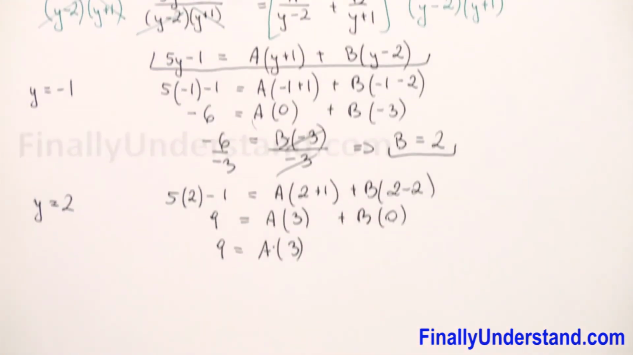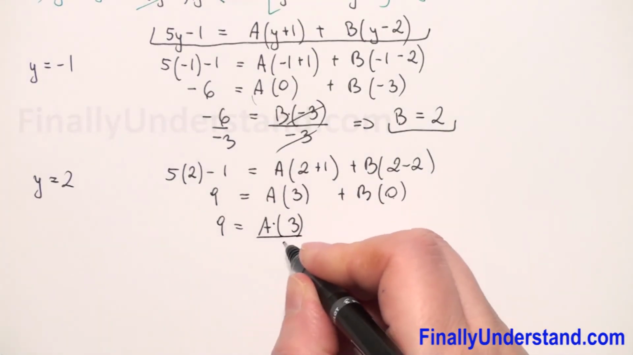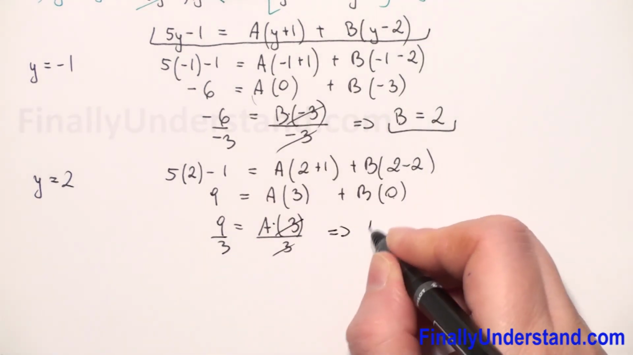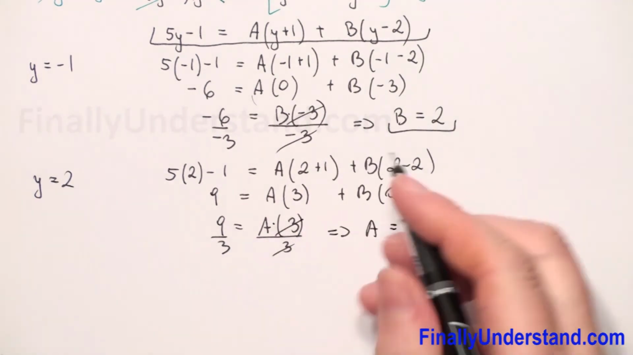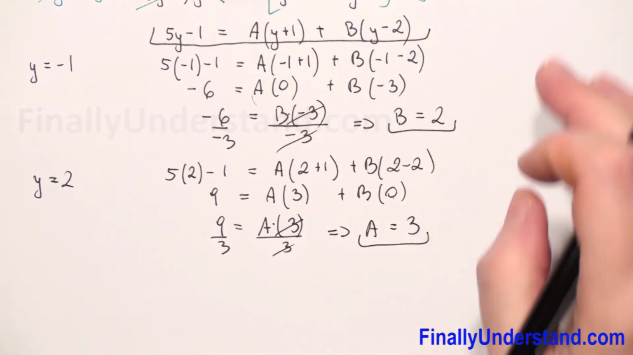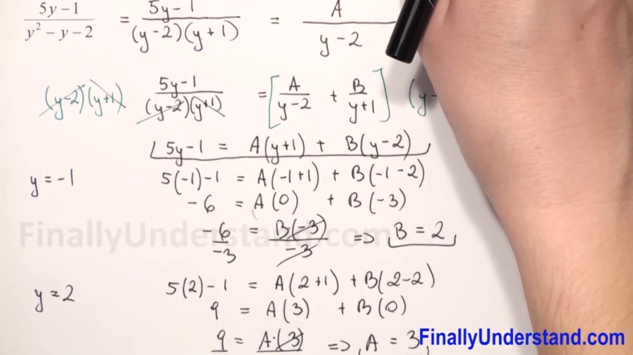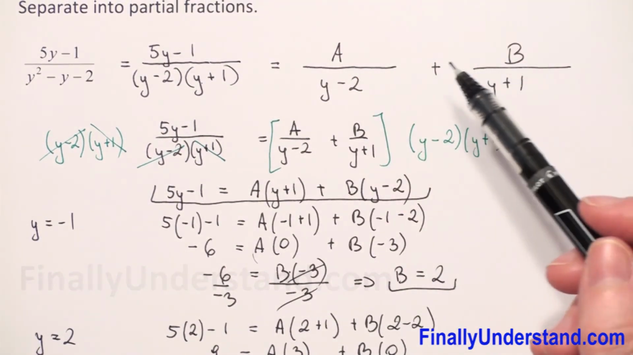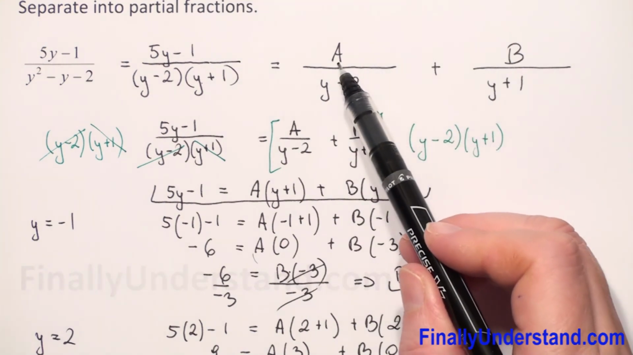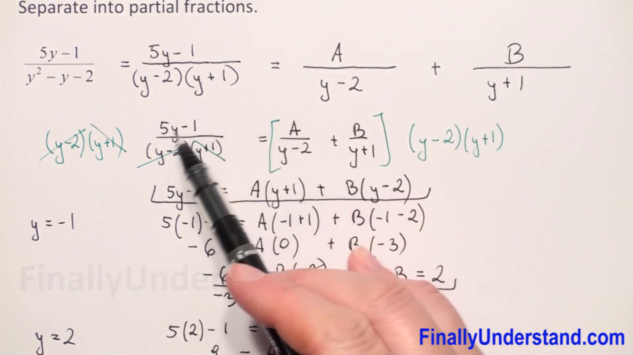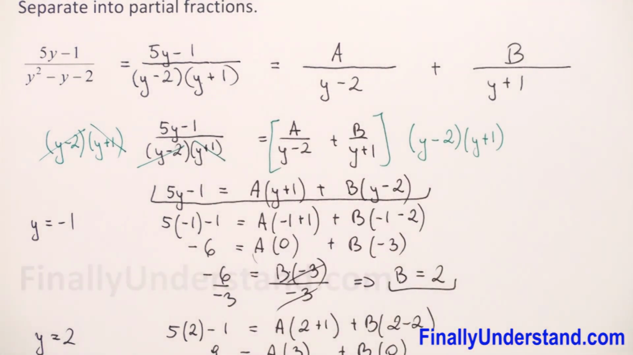Multiplication we have, so to find a, I will divide both sides by 3. 3 and 3 we can reduce, so we have that a is equal 9 divided by 3 is 3. We found a and b. So now we have to come back to our partial fractions and substitute a by 3 and b by 2, and we have our solution.